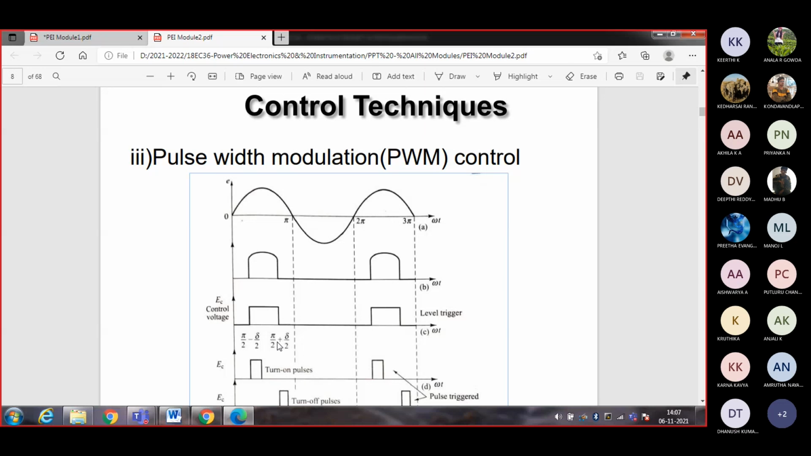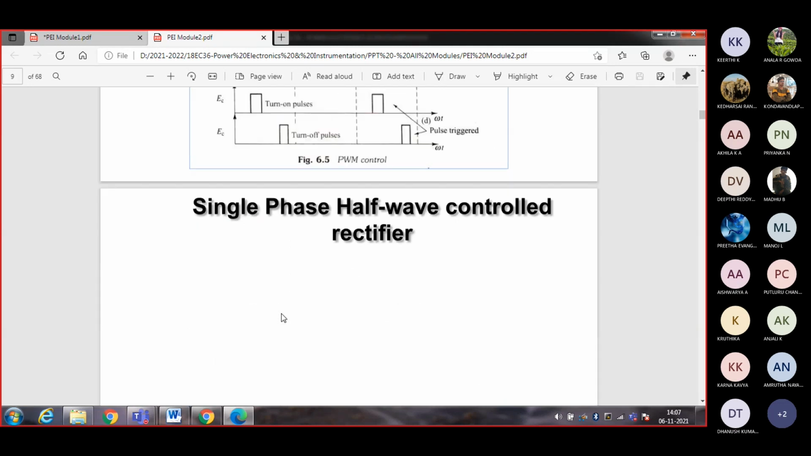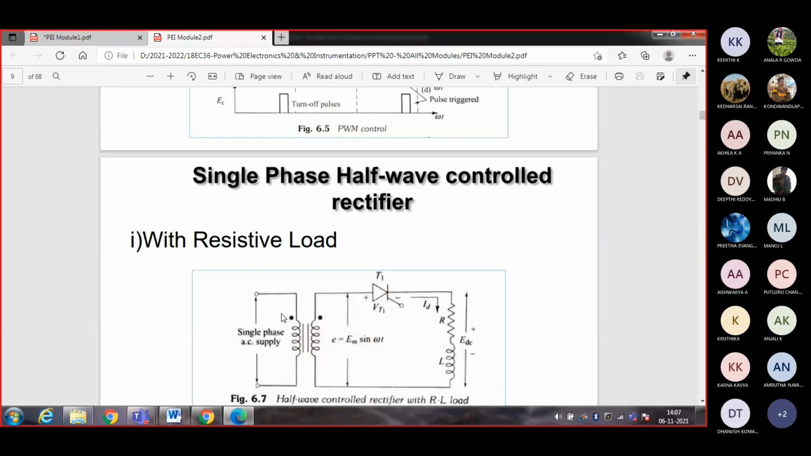This is pulse width modulation. You're going to modulate the pulse width. That is turn on and turn off time. Only within that time you're going to get the voltage. Even though your signal is like this input signal, your output will be a pulse. So this is half wave rectifier.